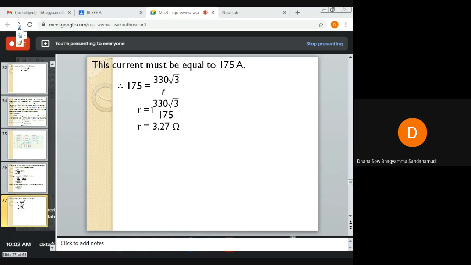You just simplify it. R is equal to 330 root 3 by 175. You will get R equal to 3.27 ohms. So this is the resistance, this is the earthing resistance, which will protect 85% of the stator winding against earth faults. Okay. Write it down.